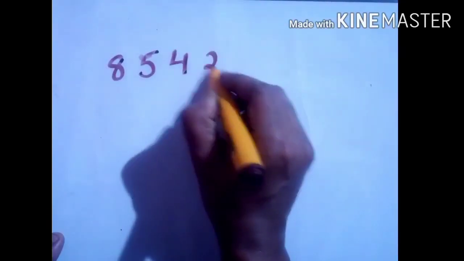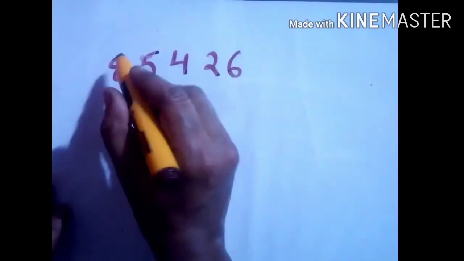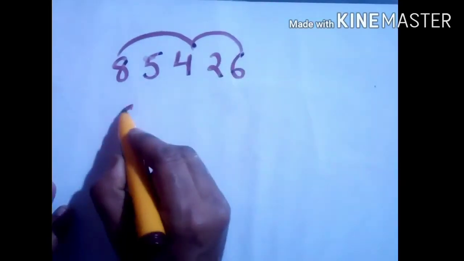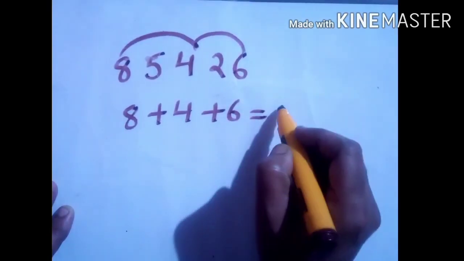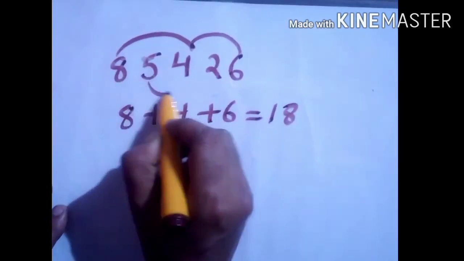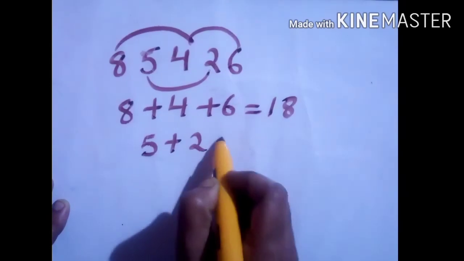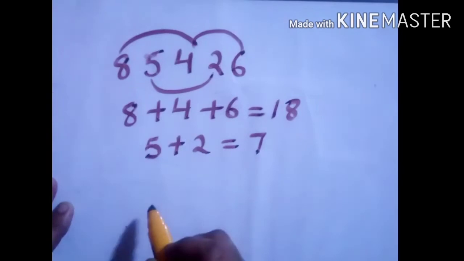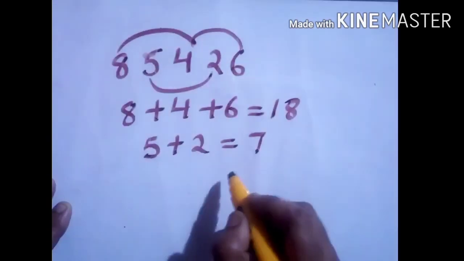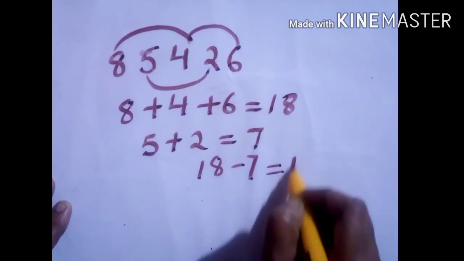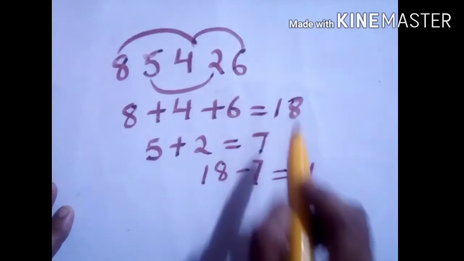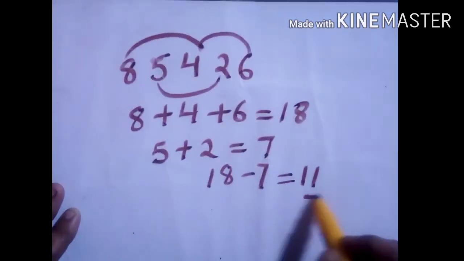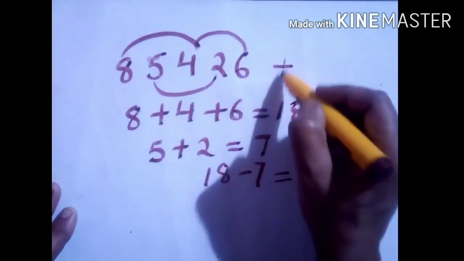85,426. So here the sum of the alternate digits means 8 plus 4 plus 6. 8 plus 4 is 12, 12 plus 6 is 18. Now here 5 plus 2 are the other alternate digits. So 5 plus 2 is equal to 7. So what is the difference between the sums of the alternate digits? That is 18 minus 7, which is equal to 11. So if the difference between the sums of the alternate digits is 11, then also the number is divisible by 11.